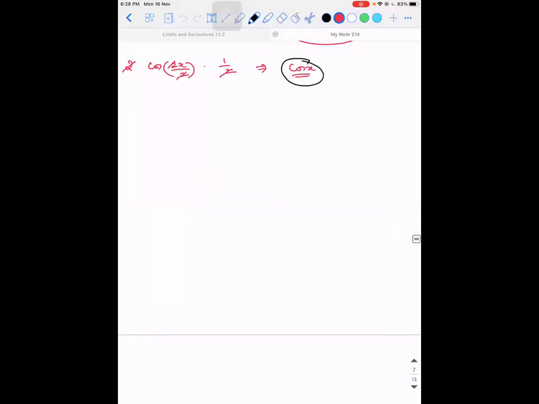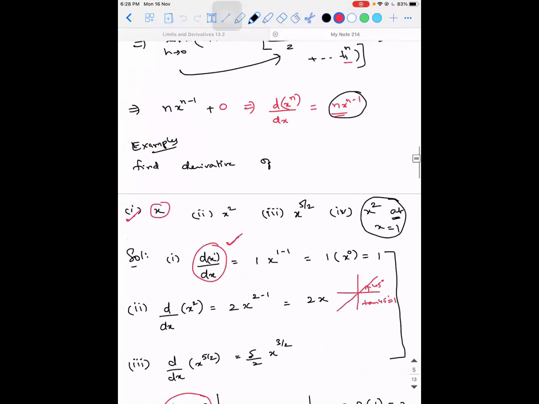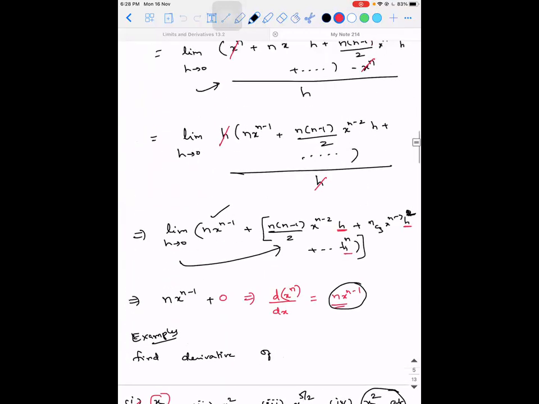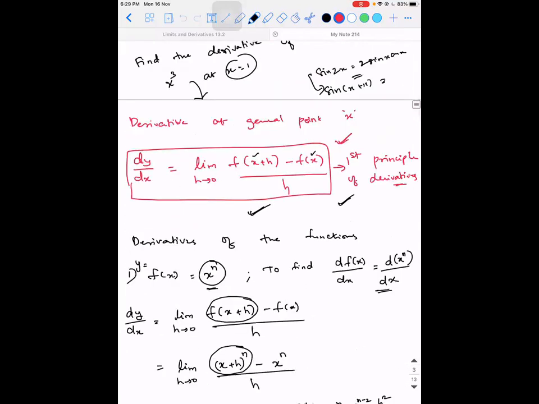Last class we started with differentiation. I gave you two functions and we found the derivatives of them using the first principle of derivative. So what does it state? Limit h tends to 0, f of x plus h minus f of x, the whole divided by h, is going to give us the first principle of derivative.